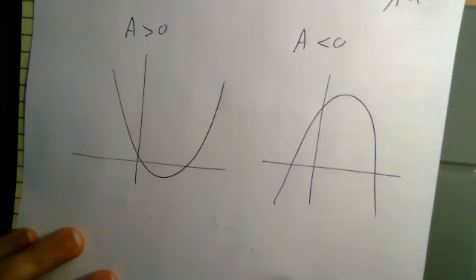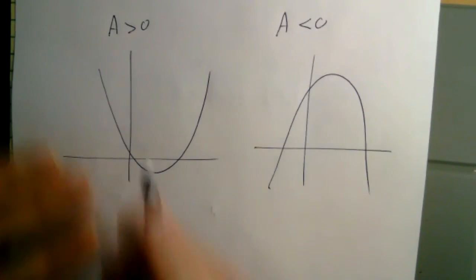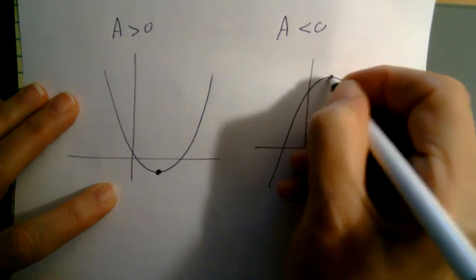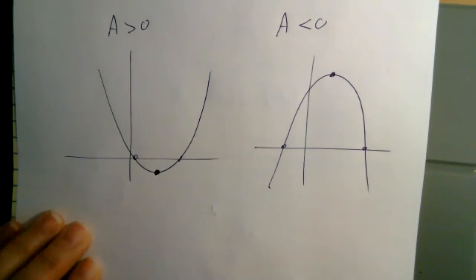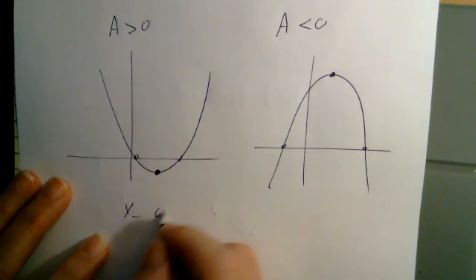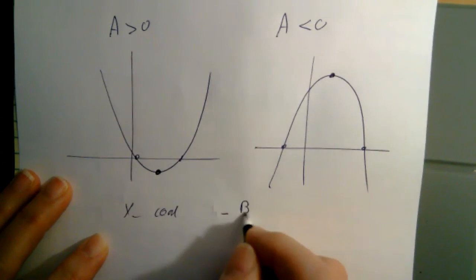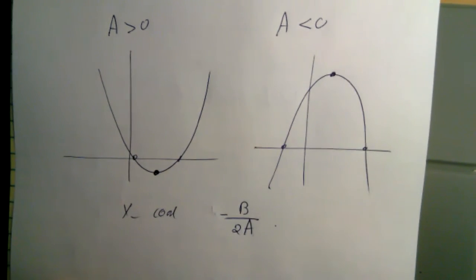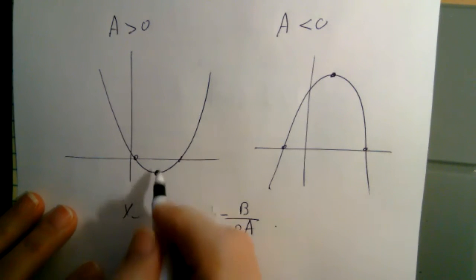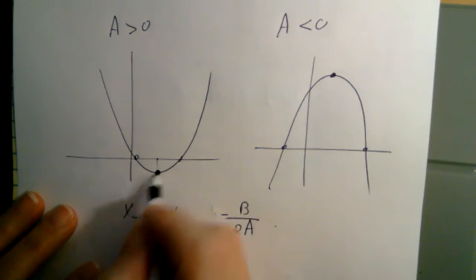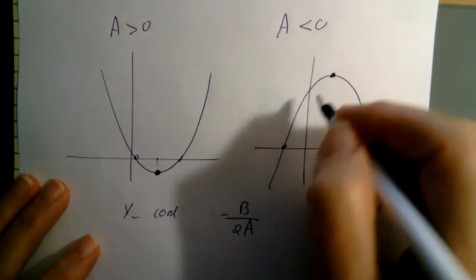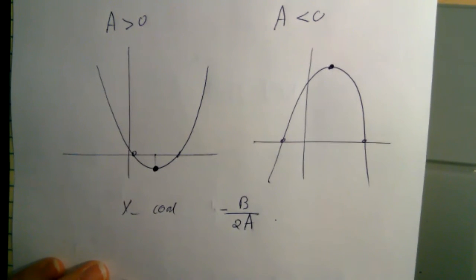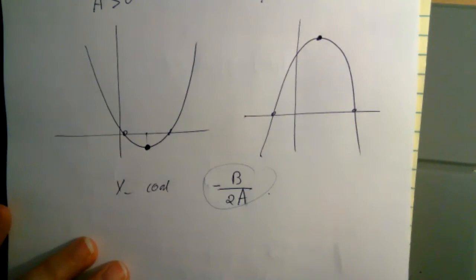Now, the two things that are important about the quadratic are the vertex and the zeros. That's what we care about. And for the x-coordinate of the vertex, we have a formula. If A is positive, the x-coordinate gives me the smallest value obtained by the function. If A is negative, it gives me the largest value. The y-coordinate, I can get by plugging the x-coordinate into this expression.